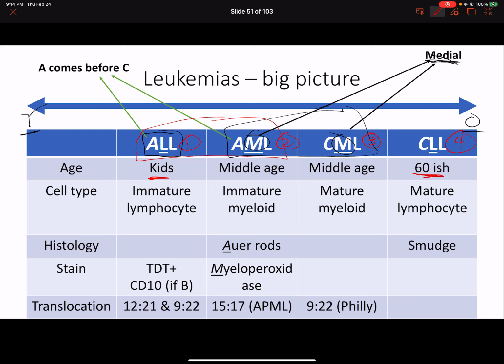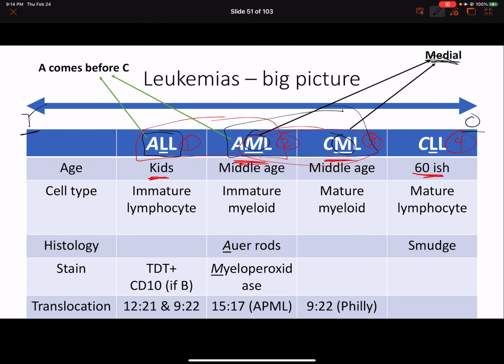I've seen some data to support the idea that AML is in their 50s and 60s, and maybe CML is also in their 50s and 60s, but maybe a slightly older age. So it's one way you can think about it. Alternatively, you could just think of these are about the same age, 50s and 60s. So kids, 50s and 60s, and then CLL is going to be 60, 70, and older.